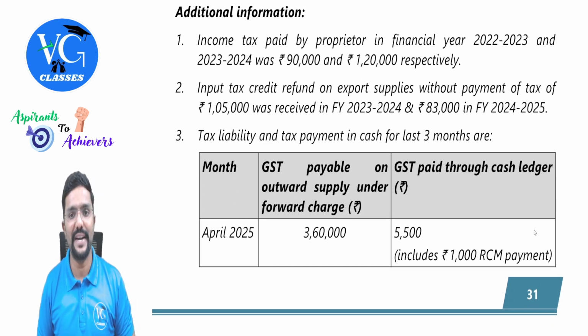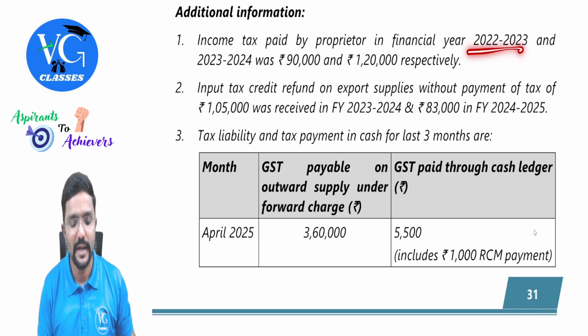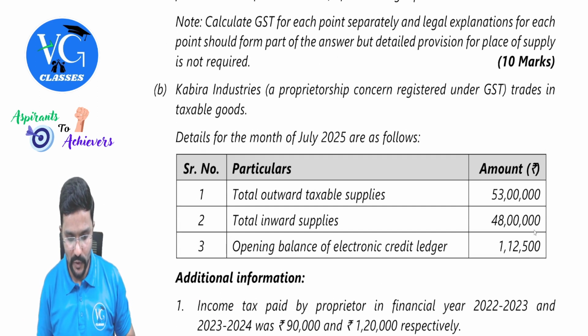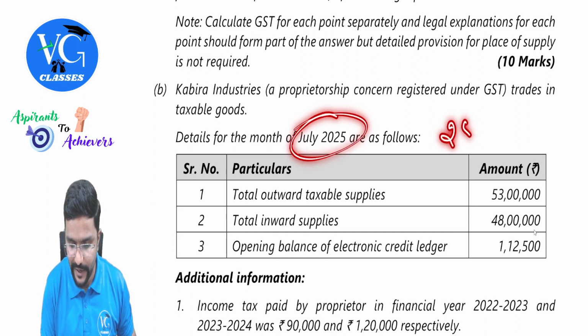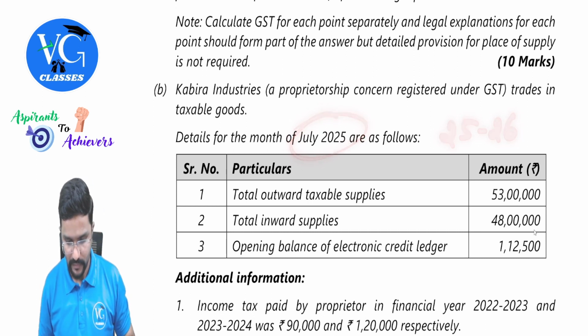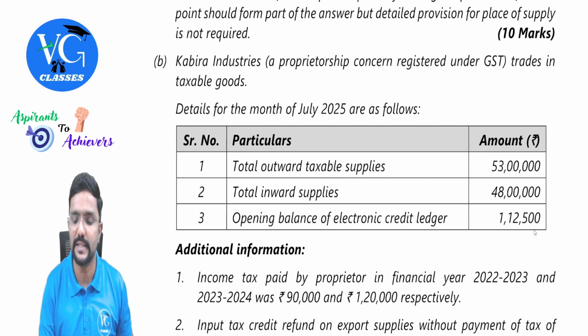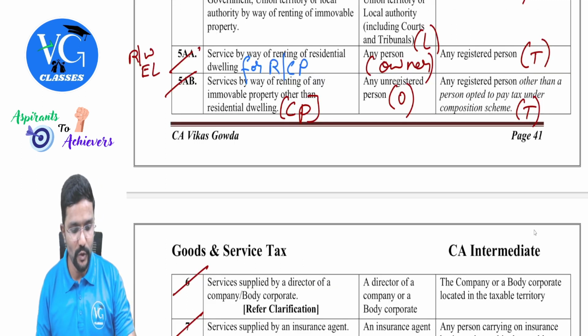Income tax paid by the proprietor in the financial years 22-23 and 23-24 was 90,000 and 1,20,000 respectively. So we are in which financial year, guys? 25-26. Details for the month of July is given. Yes, sir. Now, let me just go to Rule 86B.